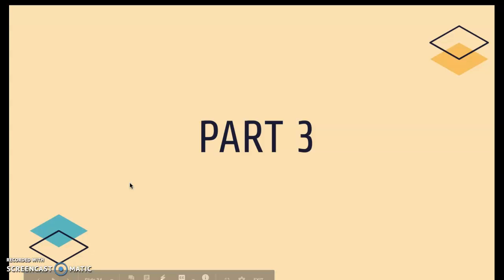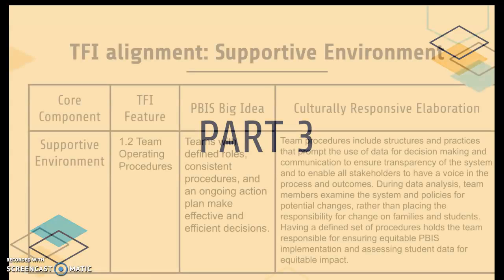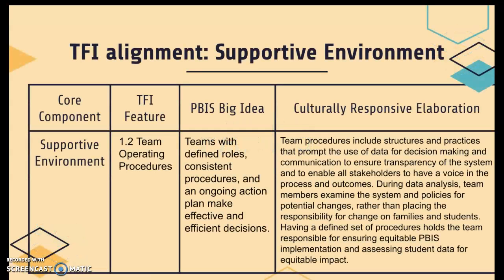All right, so let's dive into part 3 here. We've already looked at the first 2 core components of identity and voice. So let's move into the third, supportive environment. So the culture responsiveness field guide aligns 1.2 as the first feature that aligns with supportive environment, team operating procedures. We know this has to do with teams defining their roles, procedures, and action plan.